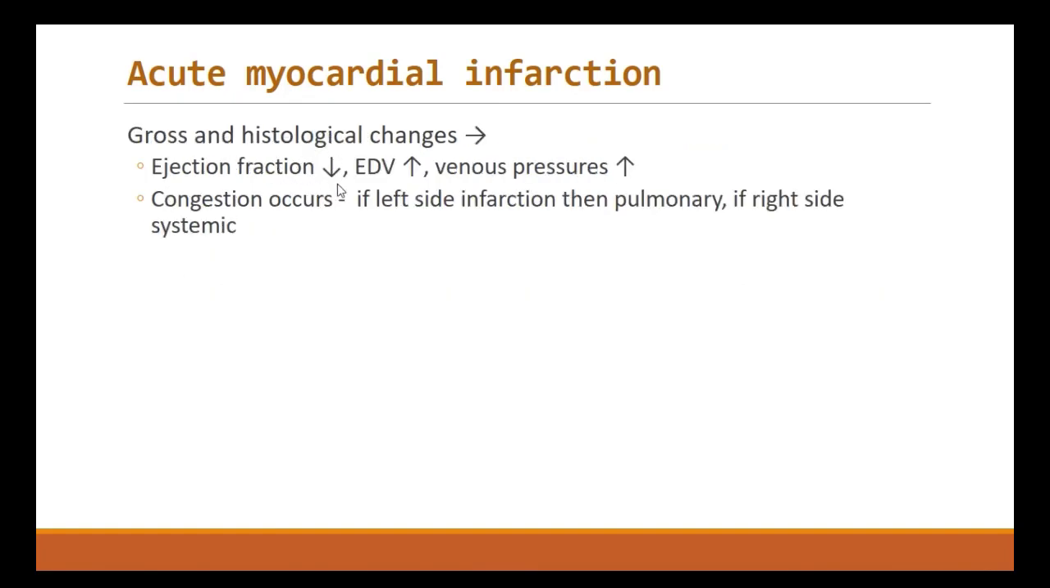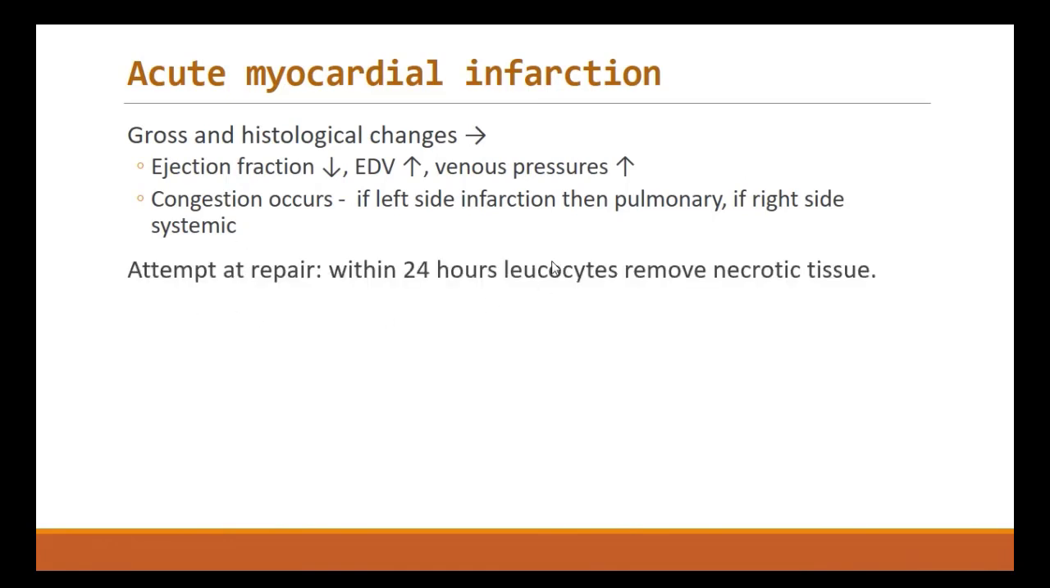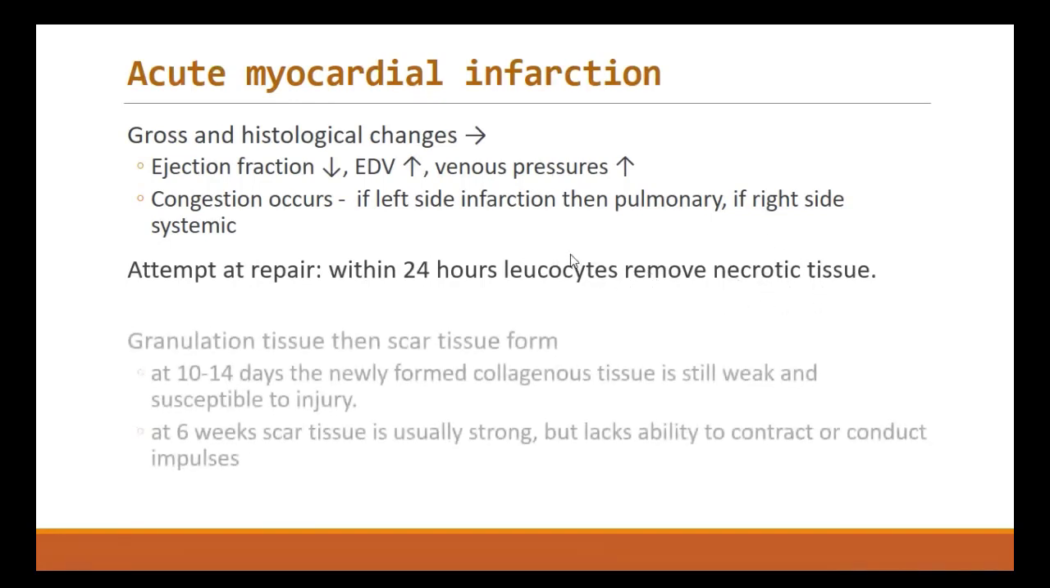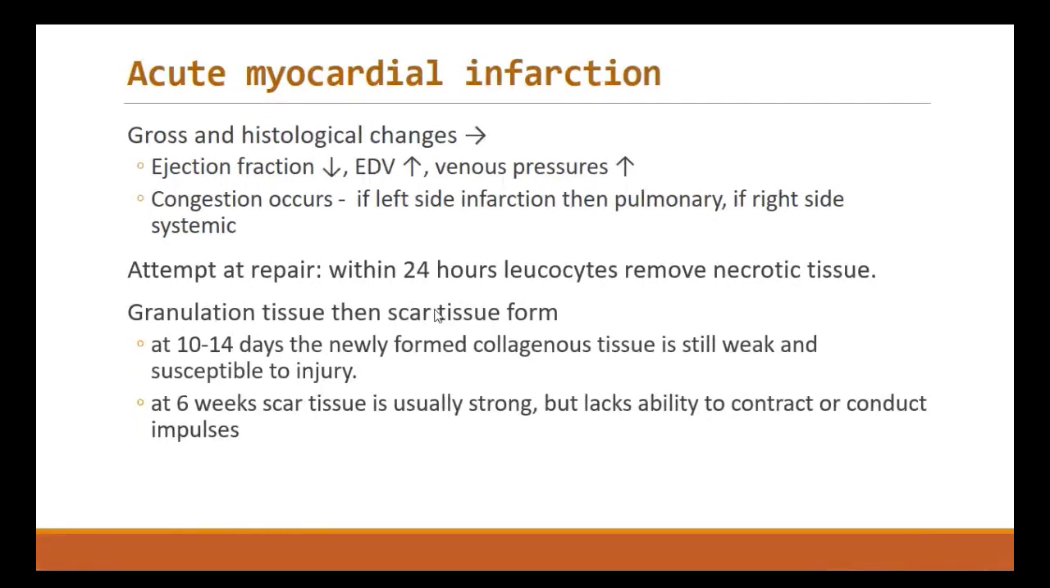Ejection fraction will decrease and diastolic volume will increase. Venous pressure will also increase. There will be venous pooling. Congestion occurs. If it is left-sided infarction, then pulmonary; if right-sided, then systemic congestion will occur. Within 24 hours, leukocytes will come there. They will start removing the necrotic tissue and scar tissue will start to form. By 10 to 14 days, the newly formed tissue is still weak and susceptible to injury. At 6 weeks, scar tissue is usually strong, but lacks the ability to contract or conduct impulses.